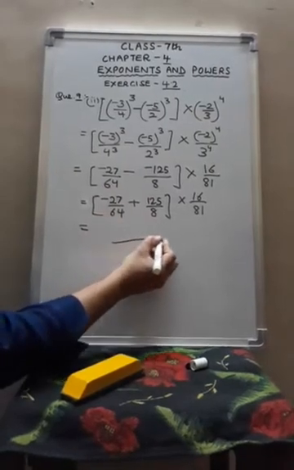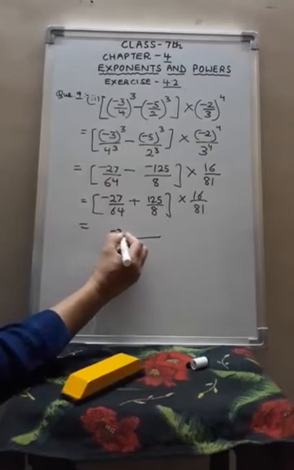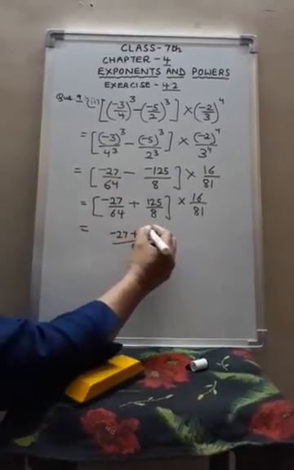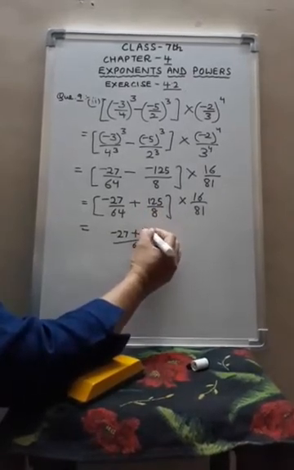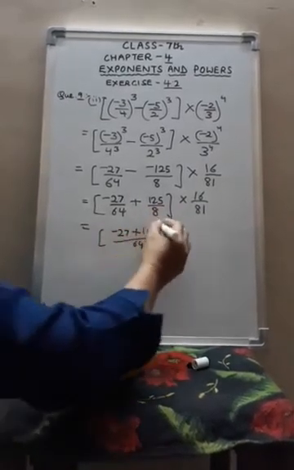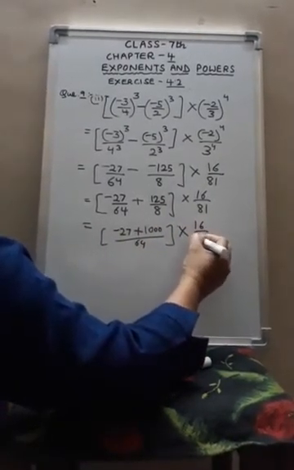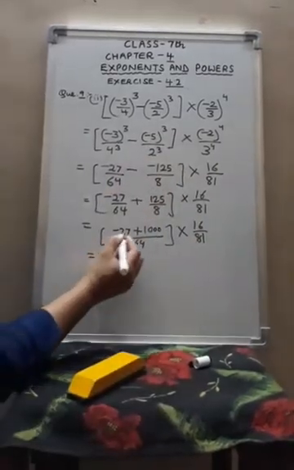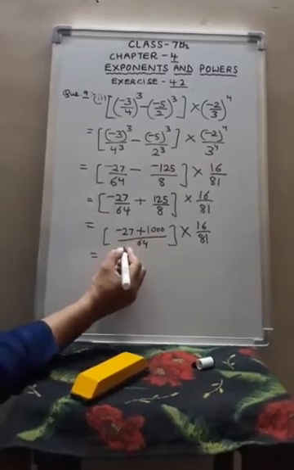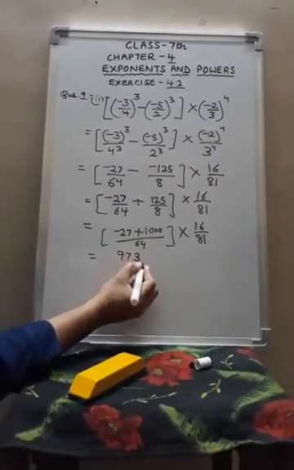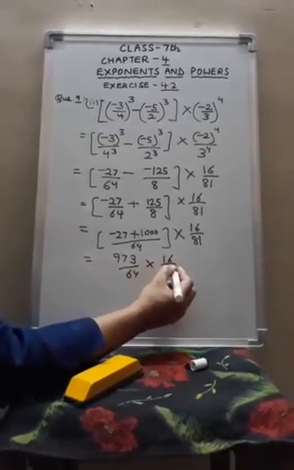So taking the LCM, 64 and 8, LCM is 64. So this becomes minus 27 plus 1000, because 8 into 8 is 64, so 125 into 8 becomes 1000. Again bracket close, this becomes 16 upon 81. Now what is minus 27 plus 1000? You know minus plus is minus. So what is 1000 minus 27? 973 upon 64 multiplied by 16 upon 81.